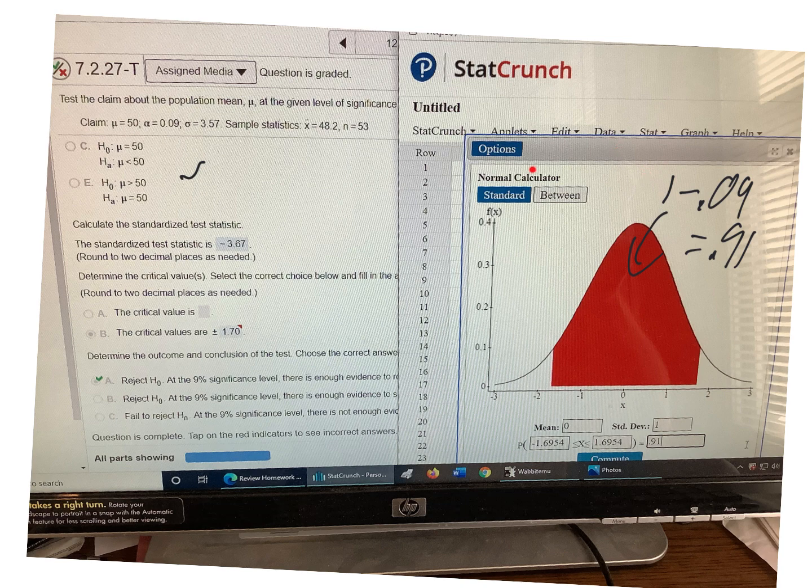So the easiest way perhaps is with the normal calculator to find critical values.